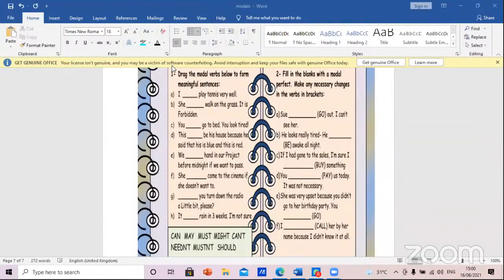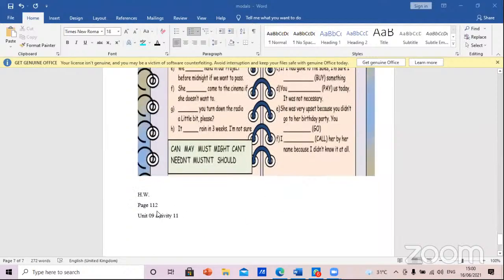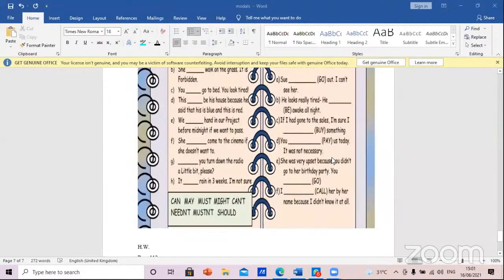I'll discuss section number 1, right? Then you can try section number 2 and this one. Do this as homework. Homework, page number 112 of your textbook, Unit 9, activity level. Very easy one, right? Unit 9, activity level. Do it at home. And this one also as homework. We will discuss only this.